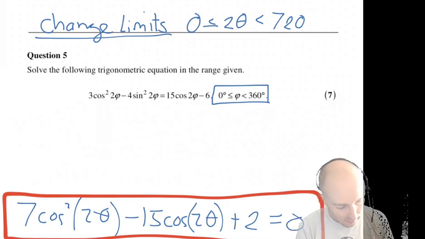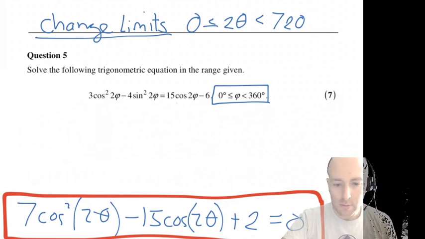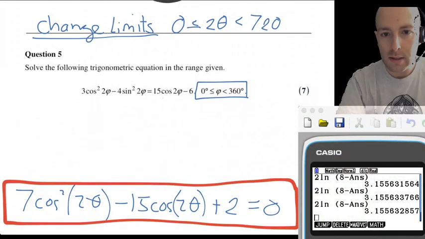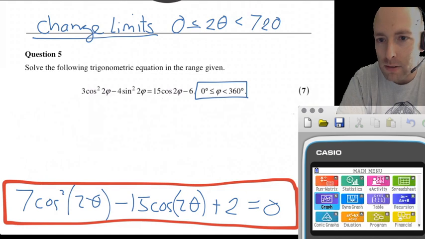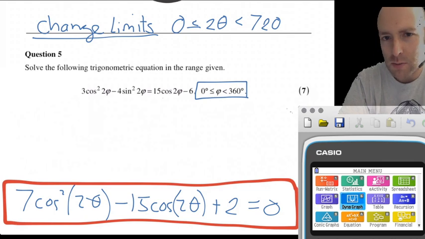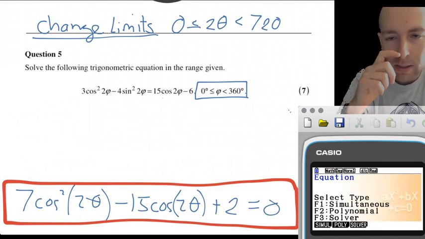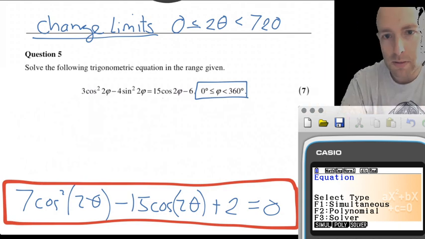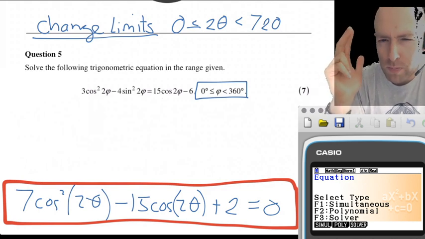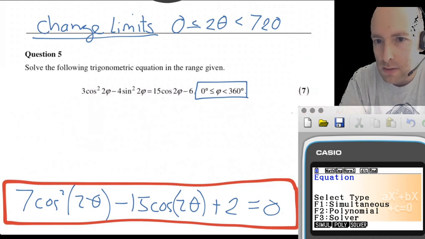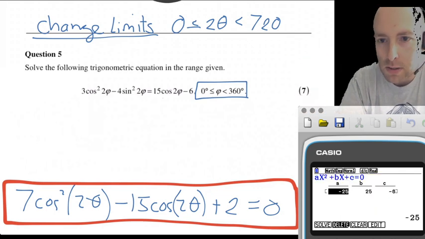Okay, so I'm going to solve this equation. I'm going to go into the calculator. Let's do it on the screen so I can show you guys how to do it. Go on to the calculator and menu. Equation, if using the graphical. If using the ClassWiz, just go menu. I do have a ClassWiz, but it's in the garage because I was building a climbing wall and I needed some trigonometry. So if you're doing the ClassWiz, just go to, I think it's equation solver, and then it should be the same as this. So polynomial, quadratic. So we got 7 cos squared, we got minus 15 there, and we've got 2 there.